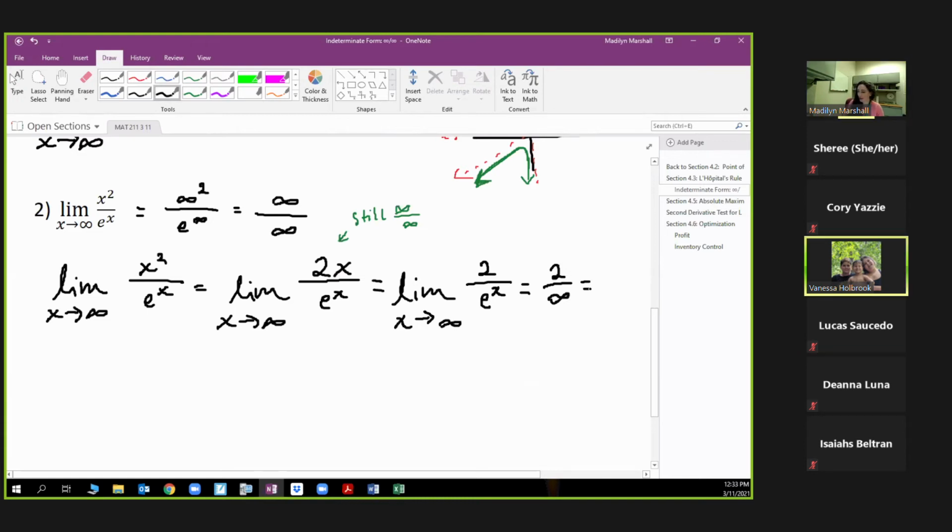So what would its limit be? What would it be getting closer and closer to? Negative infinity? Not quite, because this 2 over infinity is never going to be a negative number. We have a positive 2, and that infinity is going in the positive direction. So then 0. 0, exactly.